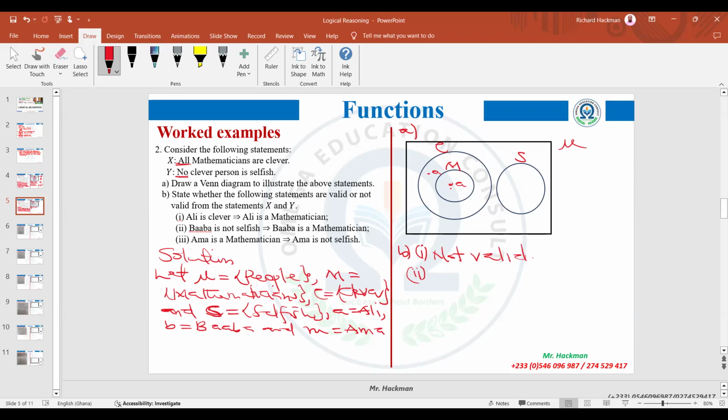Okay, we move on to the II. What do we have? Baba is not selfish. So if Baba is not selfish, then it means Baba must be outside the circle for selfish, which is S. Is that clear? Yes, please. So if you are outside S, these are the possible regions. You could be here, you could be here, or you could be here. Is that clear? Who wants me to come again?